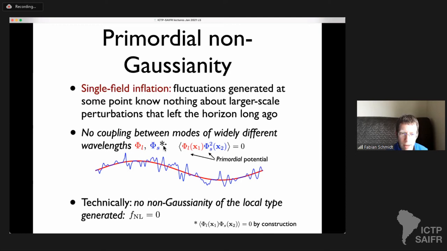So if I have primordial potential perturbations on some long scale L and on some short scale S, those two should be completely uncorrelated. Okay, why do I write here phi long, phi short squared? Well, this is kind of a technical thing, because if I construct filters appropriately for long and short wavelength modes, they are linearly uncorrelated basically by construction, because they have absolutely no overlap in Fourier space. But the second order coupling can be present, but in single field it is not present.